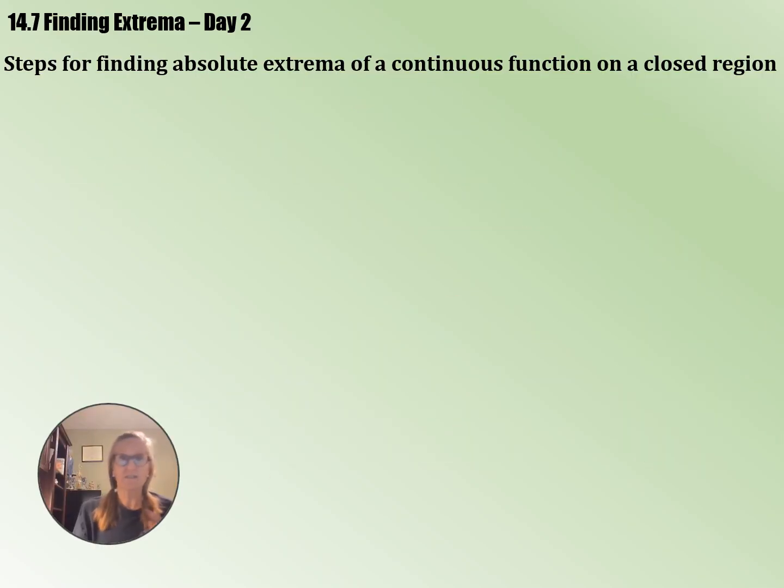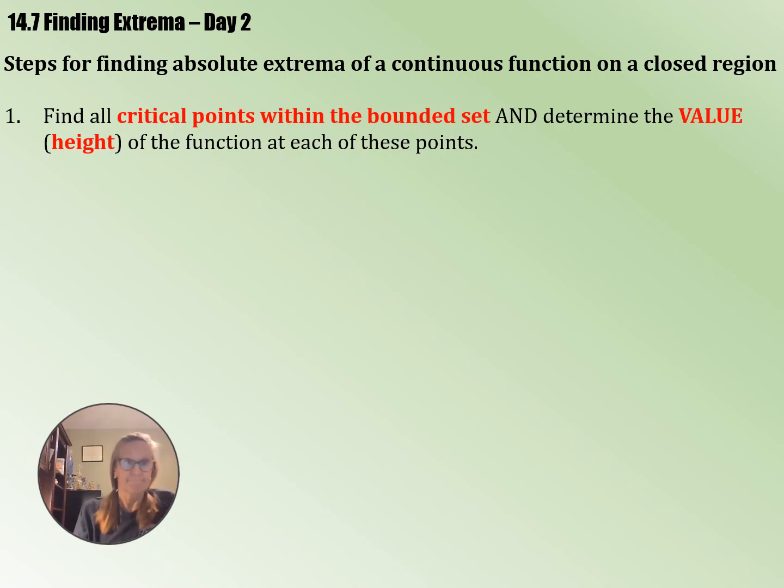So here's our steps. The steps for finding absolute extrema of a continuous function as long as it's bounded. Step 1, shocker. The calculus part. Find all the critical points within the bounded set. That's the calculus part. Partials simultaneously equal to 0, or if one or the other doesn't exist. And then plug that extreme value into your z, your f of x, y. Figure out your height. Where are you?